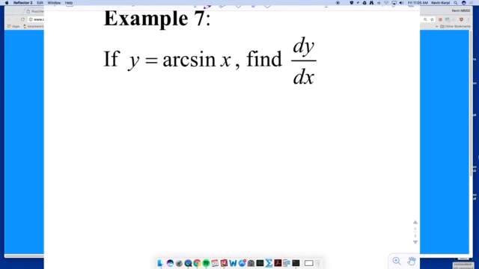So here we are in example 7. We are going to derive the derivative, appropriately enough, for arc sine of x. All right? So here's what the question says. If y equals arc sine of x, I tend to use arc sine instead of inverse sine, but I will use inverse sine occasionally. Find dy dx.